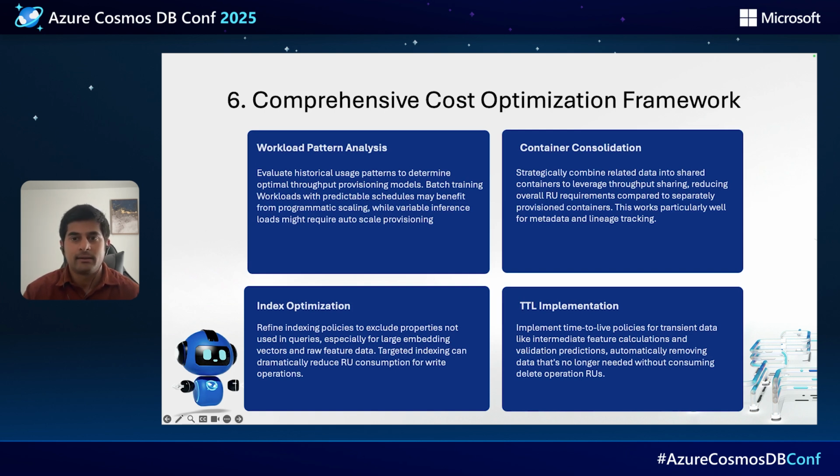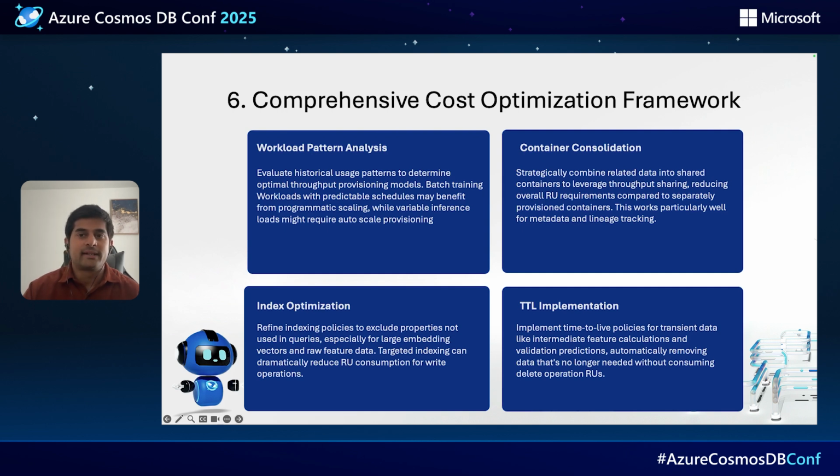On the other hand, inference workloads are often unpredictable, meaning for these, autoscale provisioning helps adjust the capacity dynamically, so we only pay for what we need. Next, we look at the container consolidation strategy. By consolidating related datasets like metadata into shared containers, we can take advantage of throughput sharing. This reduces the total RU consumption compared to provisioning multiple separate containers for smaller workloads.